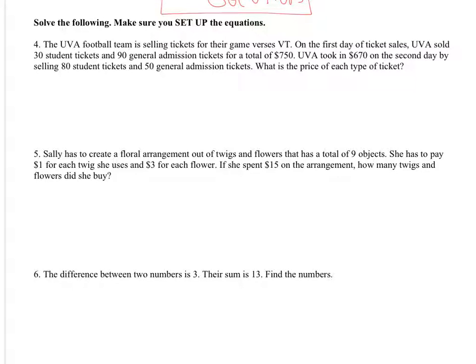Number 4, it says the UVA football team is selling tickets for their game versus Virginia Tech. Notice this is completely useless to me. I'm crossing it out. On the first day of ticket sales, UVA sold 30 student tickets and 90 general admission tickets for a total of $750. UVA took in $670 on the second day by selling 80 student tickets and 50 general admission tickets. What is the price of each type of ticket?